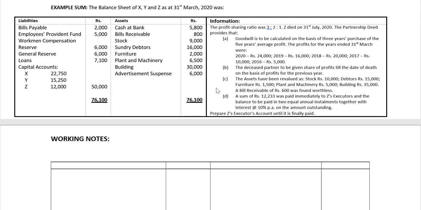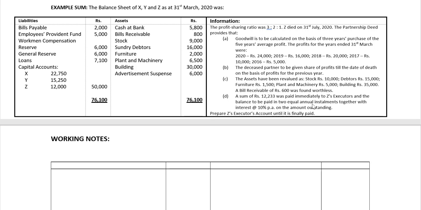Point B, the deceased partner to be given share of profits till the date of death on the basis of profits for the previous year. Point C, the assets have been revalued as stock rupees 10,000, debtors rupees 15,000, furniture rupees 1,500, plant and machinery rupees 5,000, building rupees 35,000. A bill receivable of rupees 600 was found worthless.